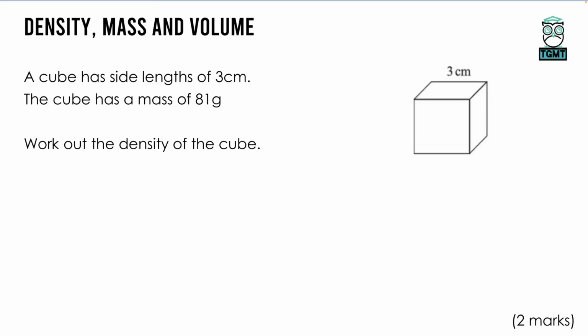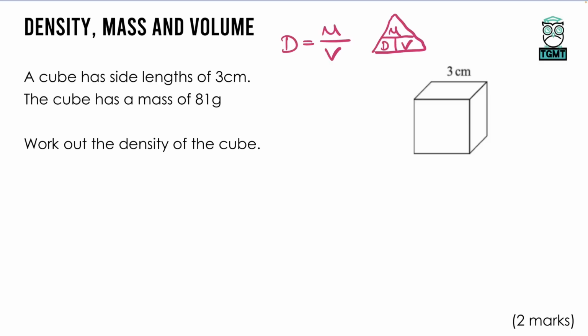Okay, so looking at some density, mass and volume. It says here a cube has side lengths of 3 centimetres and the cube has a mass of 81 grams. Work out the density of the cube. Now again, with density, you might know density is equal to mass divided by volume. You might also use that in a formula triangle. And all of these methods are fine.